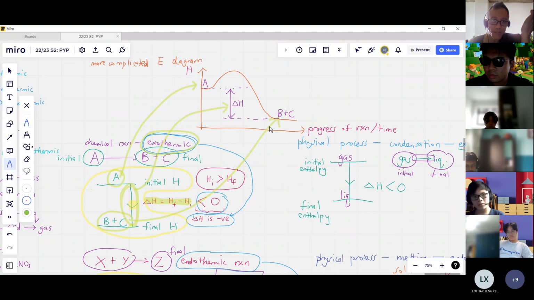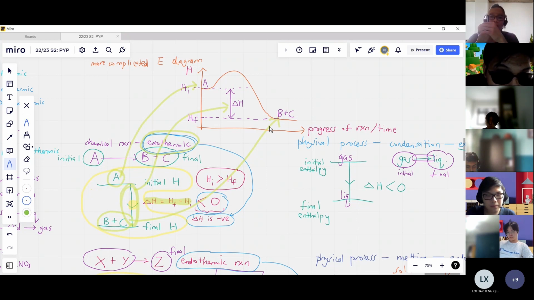Why? Because remember the dotted lines? This is my H initial. This one here is my H final. So this is the final enthalpy, this is the initial enthalpy, and of course the difference should give me the change in enthalpy, or enthalpy change. Yeah, guys, you are supposed to draw or label all this in your own diagram to get the full marks.